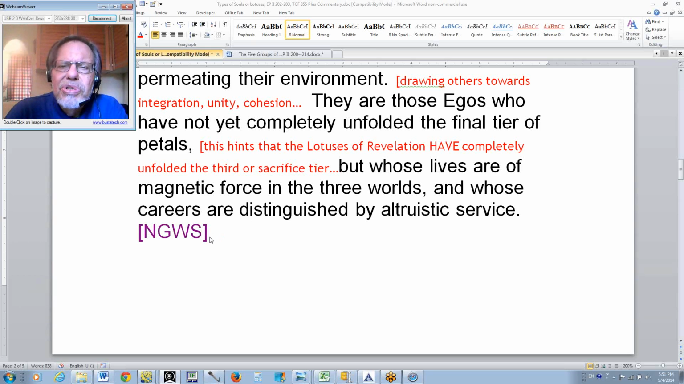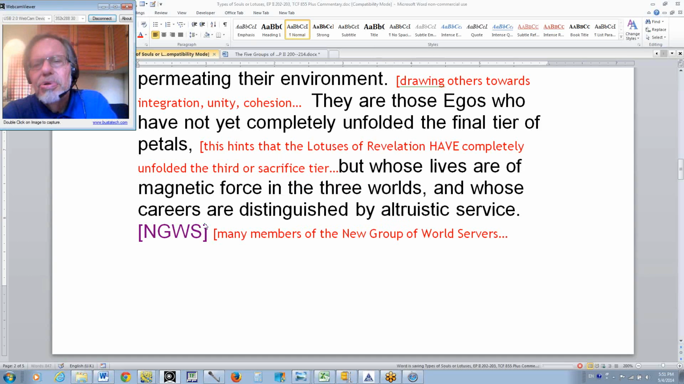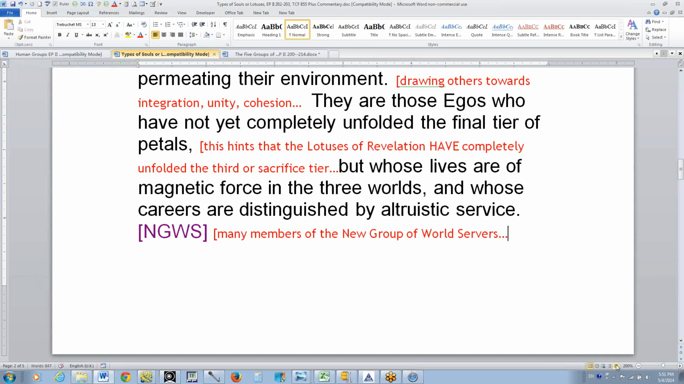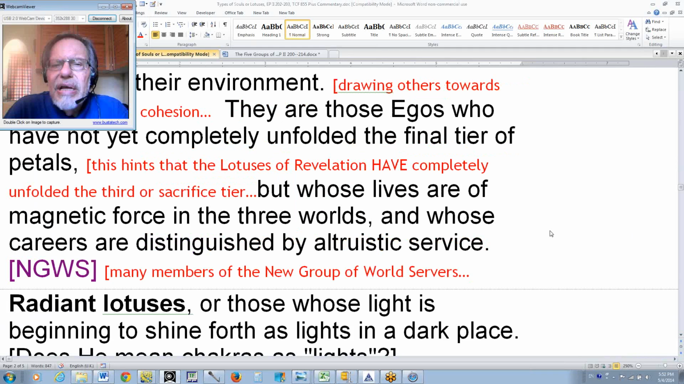So lotuses with perfume, I would say, as here, many members of the new group of world servers. And this is interesting because we're told that the new group of world servers should be on the outlook for those who are taking the first or second degree. So members of the servers are quite high. They actually should have taken the second degree and would be magnetic, they would be lotuses with perfume on their way towards revelation.